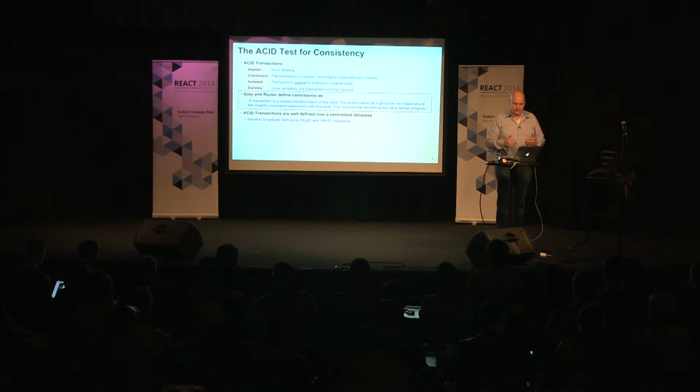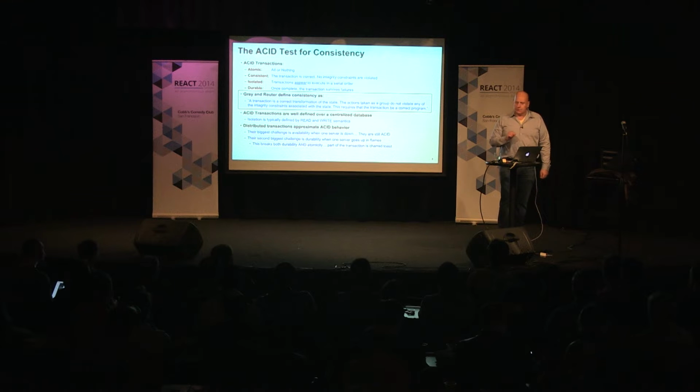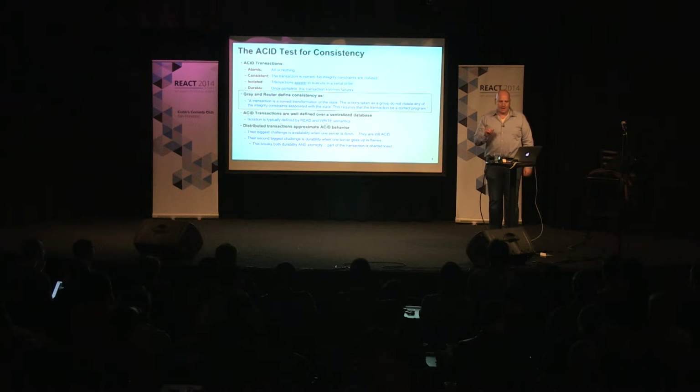So ACID transactions are pretty damn well defined in a centralized database, and you want to talk about isolation in the read and write semantics because they started to define it with respect to relational databases. And distributed transactions approximate ACID behavior. But the problem is they stop in a classic two-phase commit. They stop when you lose a system. And when they stop, you may have locks held by the in-doubt participant, and then people lock up behind the locks, okay?